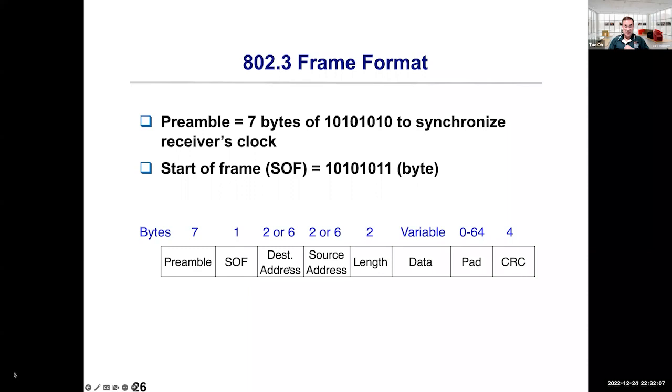After that there's a destination address, where is it going to, and the source address is where it is coming from. And length is how long this frame is, and there's the data. And pad, and CRC to check whether there's an error or not.